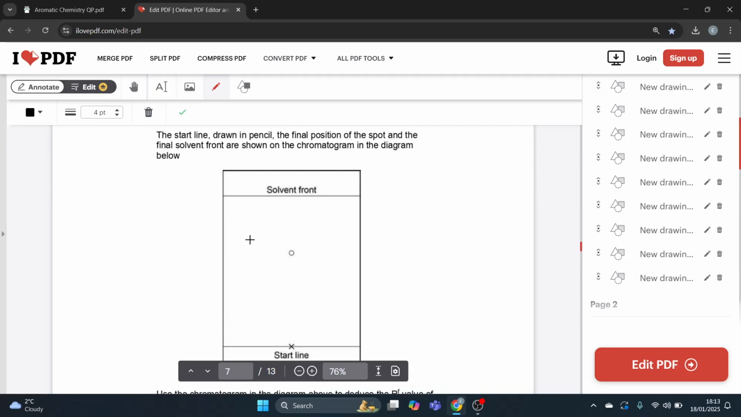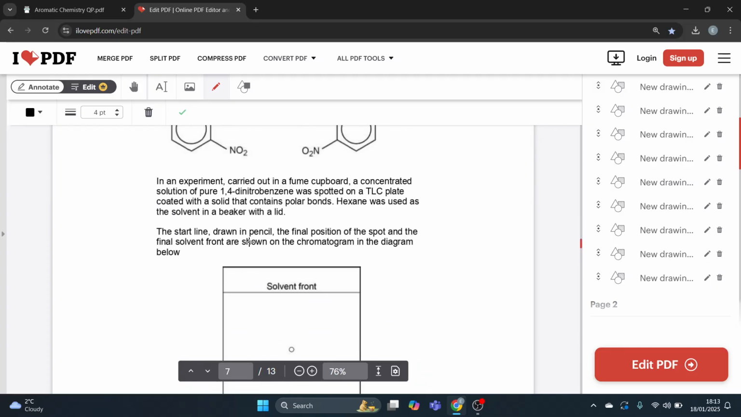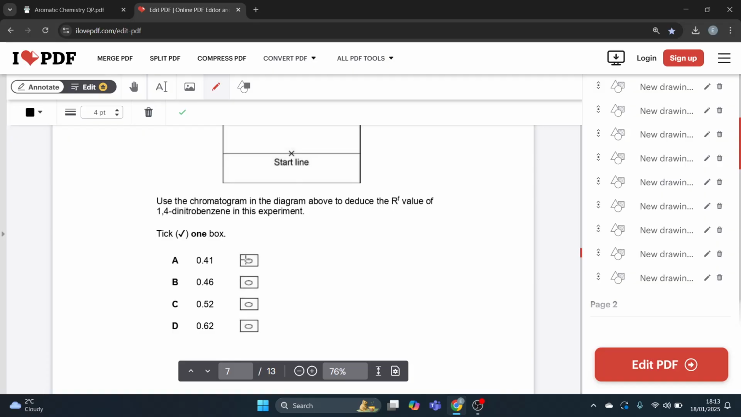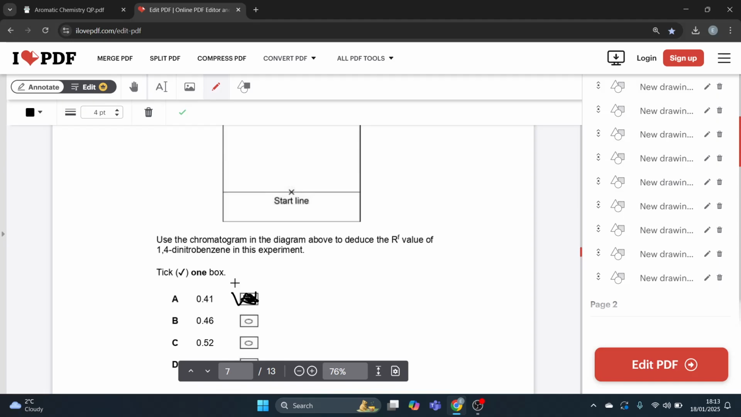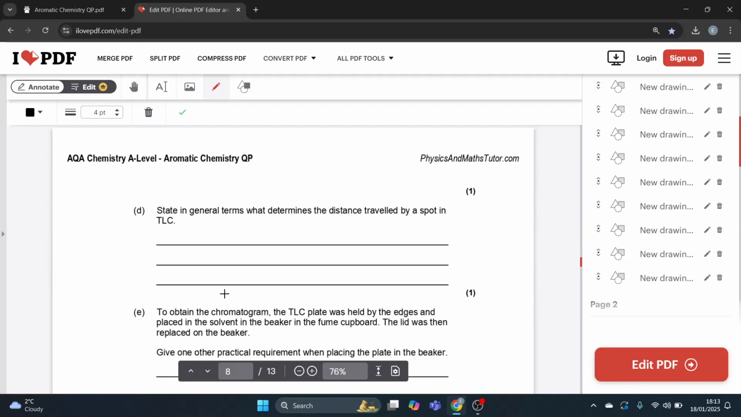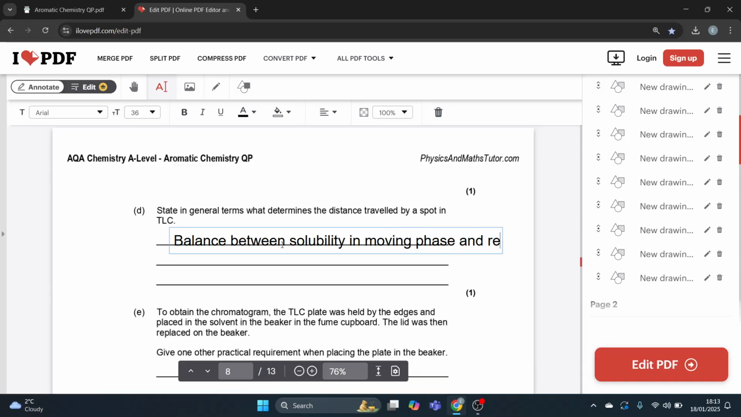So you'd obviously use your ruler, and you should get A, 0. No, not A. You should get D, 0.62 as your final answer. Part D. State in general terms what determines the distance travelled by a spot in TLC. Balance between solubility in moving phase and retention by stationary phase.